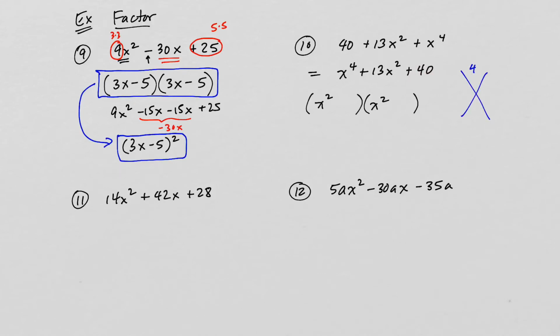So really it just comes down to figuring out what my numbers are. So I'm trying to make 40 for the product and 13 for the sum. And we know that 8 times 5 is 40 and 8 plus 5 is 13. So when factoring, we're going to have x squared plus 8 and x squared plus 5.